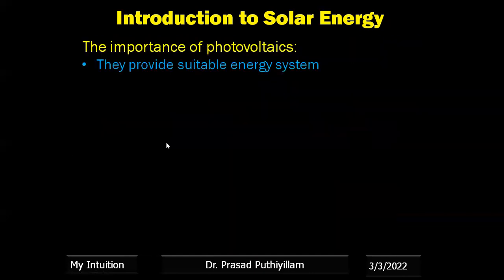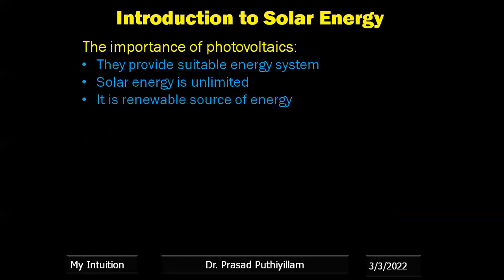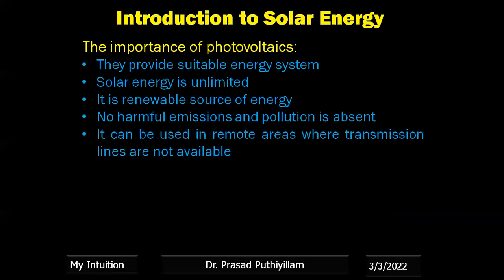Now the importance of this photovoltaic system: they provide a suitable energy system. Solar energy is unlimited. It is a renewable source of energy. Okay, so there is a mistake here. There is no harmful emission and there is no pollution. That is what I mean.